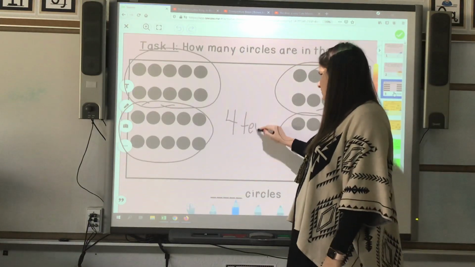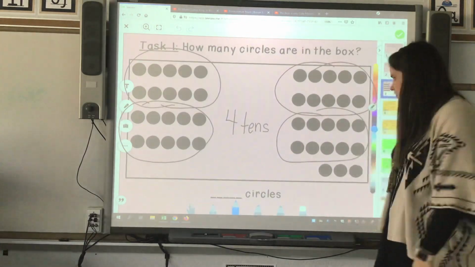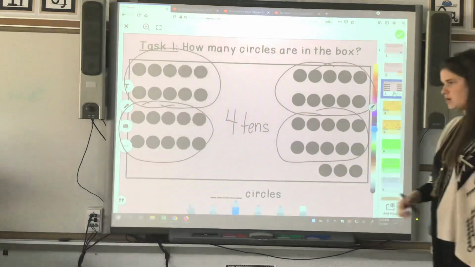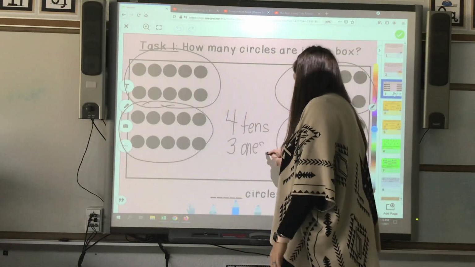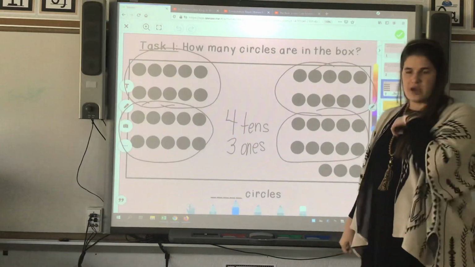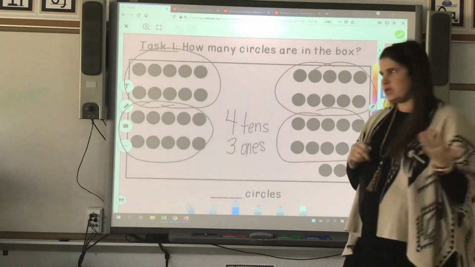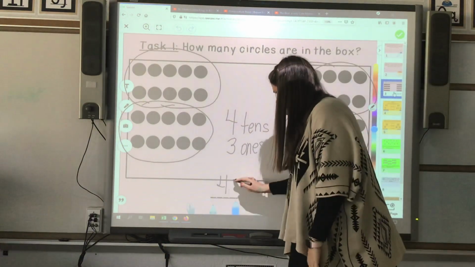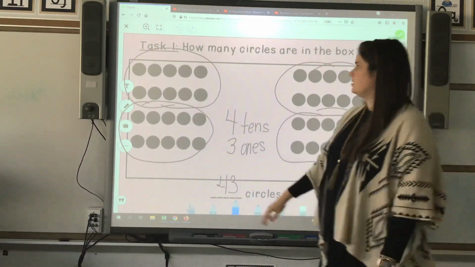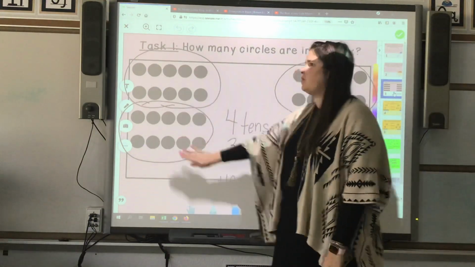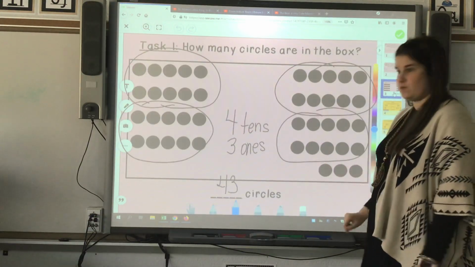And I just normally write this in the middle because sometimes it helps me to see what I actually have. And I have 1, 2, 3 ones. And if you think back to when we talked about place value, you know that 4 tens and 3 ones equals 43. If you have trouble trying to figure that out, you can always count your tens. So we've got 10, 20, 30, 40, 41, 42, 43.